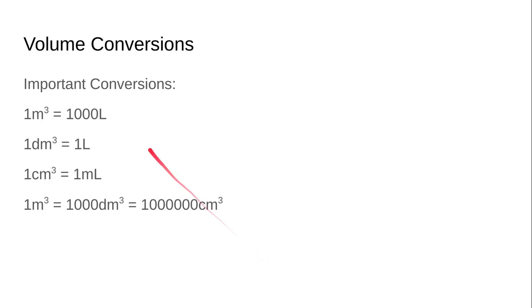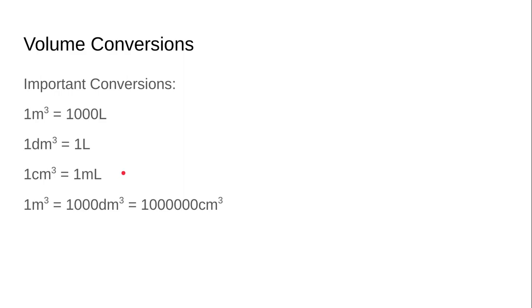Next, volume conversions. Before converting from meters cubed to liters, there are important conversions that should be known. For example, 1 meter cubed equals 1,000 liters. Next, 1 decimeter cubed equals 1 liter. And 1 centimeter cubed equals 1 milliliter.